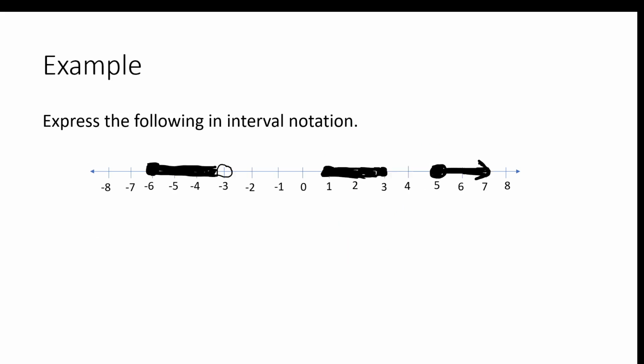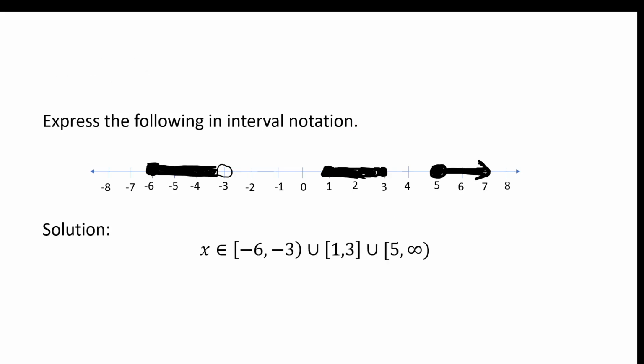And then finally, we want to put these three together. So we're going to say x could be anywhere between -6 and -3, square bracket, round bracket, in union with 1 to 3, a couple of square brackets, in union with 5 to infinity, square bracket, round bracket.